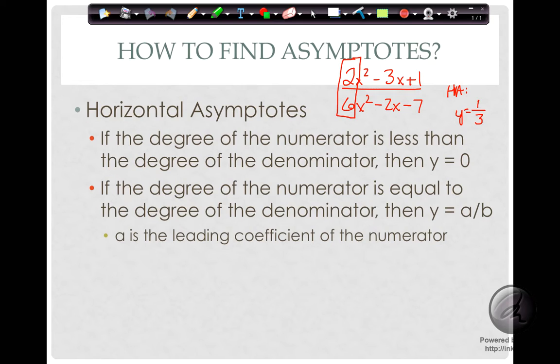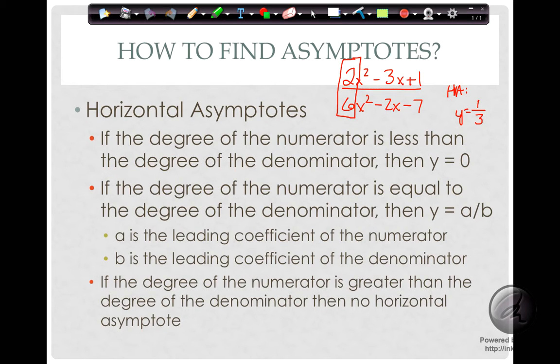And lastly, if the degree of the numerator is greater than the degree of the denominator, then there is no horizontal asymptote. Now, there is something called a slant asymptote, but that comes later in this chapter. So right now, for horizontal, you're either going to get 0, a ratio of leading coefficients, or none.